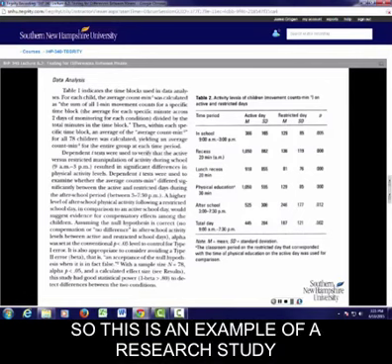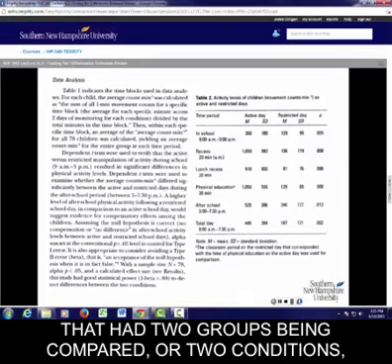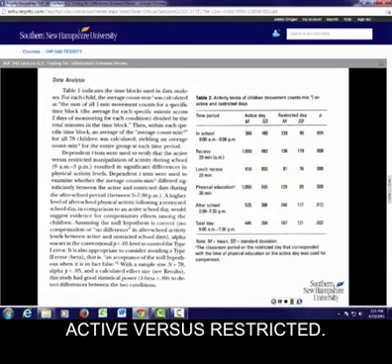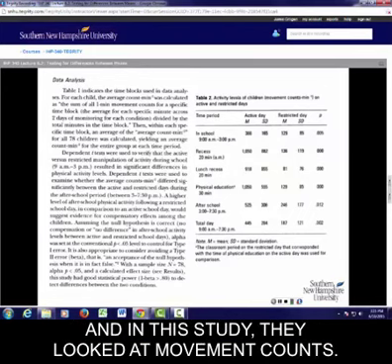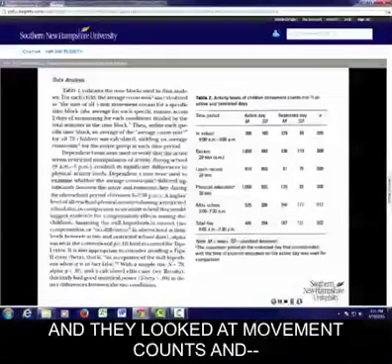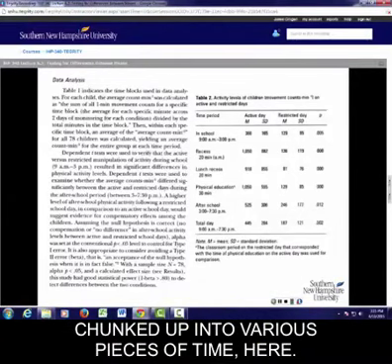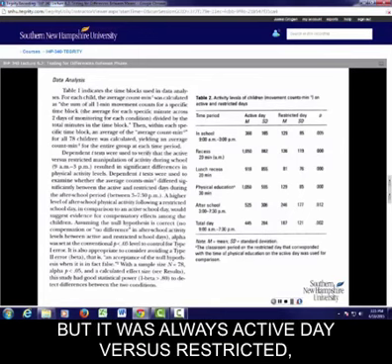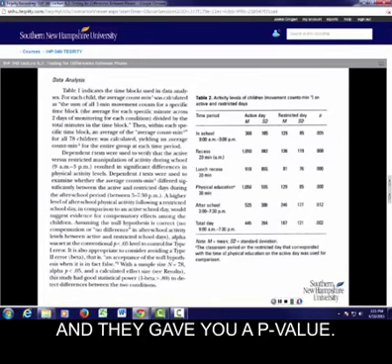So this is an example of a research study that had two groups being compared, or two conditions, active versus restricted. In this study, they looked at movement counts. That was the outcome variable. They looked at movement counts chunked up into various pieces of time, but it was always active day versus restricted. And they gave you a p-value.